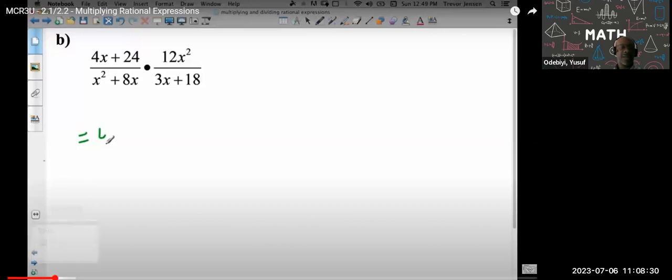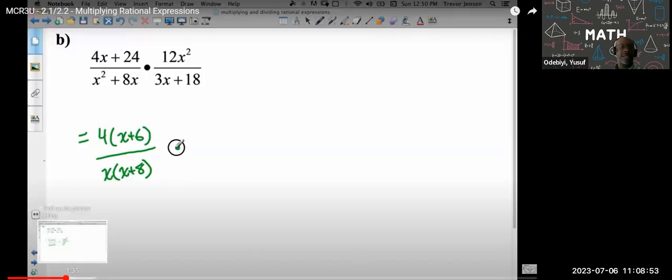Let's see here. I can factor out the 4 here, and so I have x plus 6. At the bottom, I can factor out the x, so I'm just going to have x bracket x plus 8. Then on the other side, there's really nothing I can do in the top, and the bottom, there's really nothing I can do there.